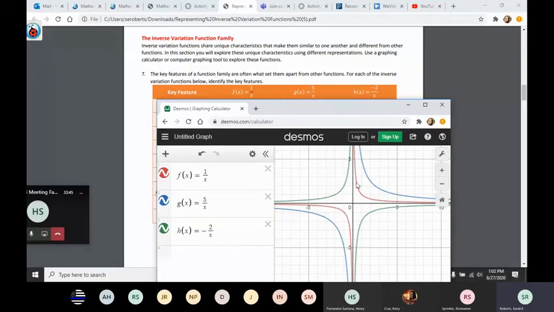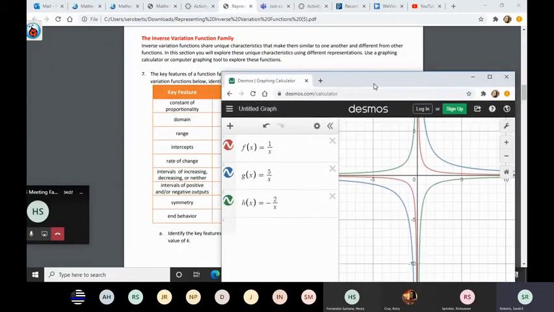So like the red function is a little deeper, a little closer to the axes, whereas when this constant of proportionality increases, it gets farther away. The negative sign flips the quadrants that it's in. So this green one is in the 2nd and 4th quadrant instead of the 1st and 3rd. So you can compare and contrast those and look at those key features.